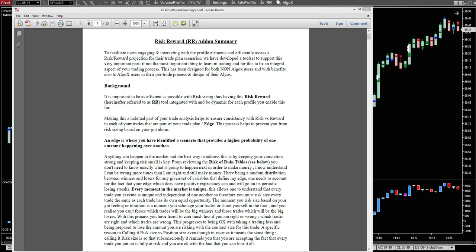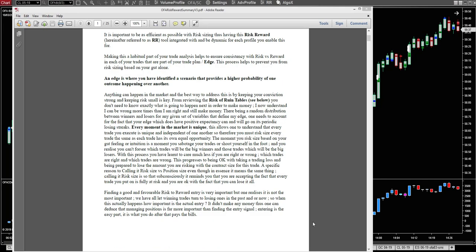Before getting into the main features and benefits and to illustrate some examples, I'd just like to cover some background on this very important aspect of trading. With some of the context of risk that we present in this overview, it is hoped and intended that you make this a habitual part of your trade analysis and trading to help you ensure consistency with the risk reward of each of your trades that are part of your edge. I've described here the edge as where you have identified a scenario that provides a higher probability of one outcome happening over another.